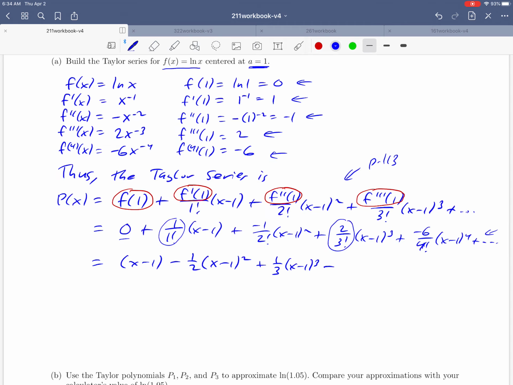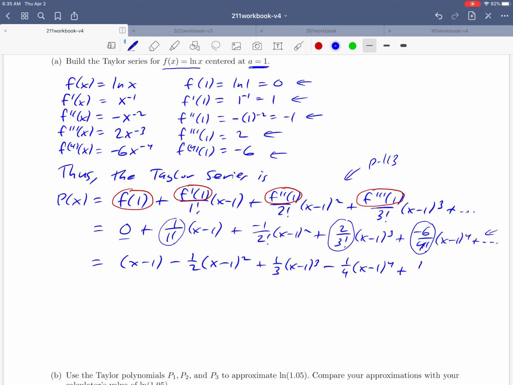Okay, and then we come to 6 over 4 factorial. That's 6 over 24, which actually reduces to 1/4. Do you see a pattern here with these terms? Notice that the denominators are getting bigger by 1 every time, and the signs are alternating. That's the other thing that's going on. Can you predict the next term here?